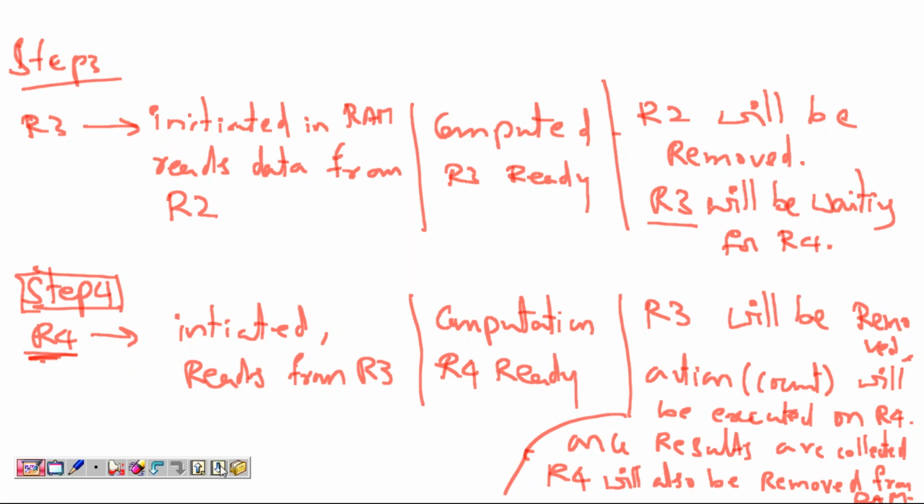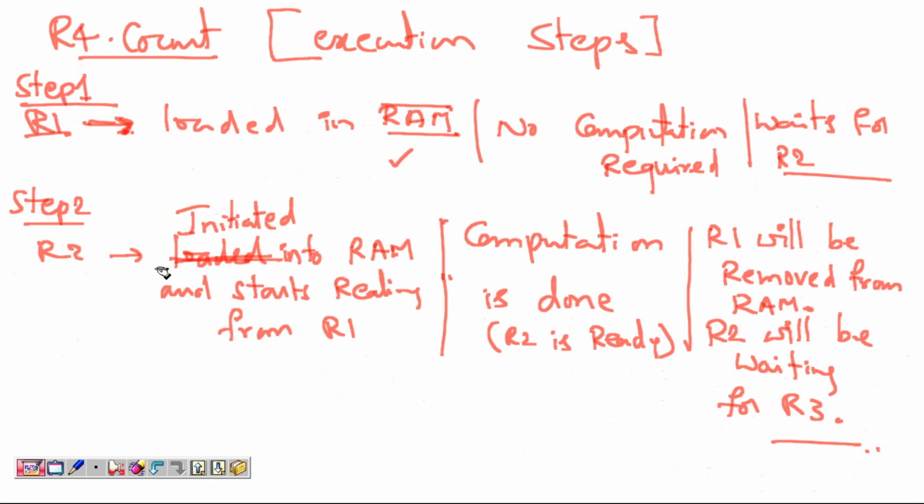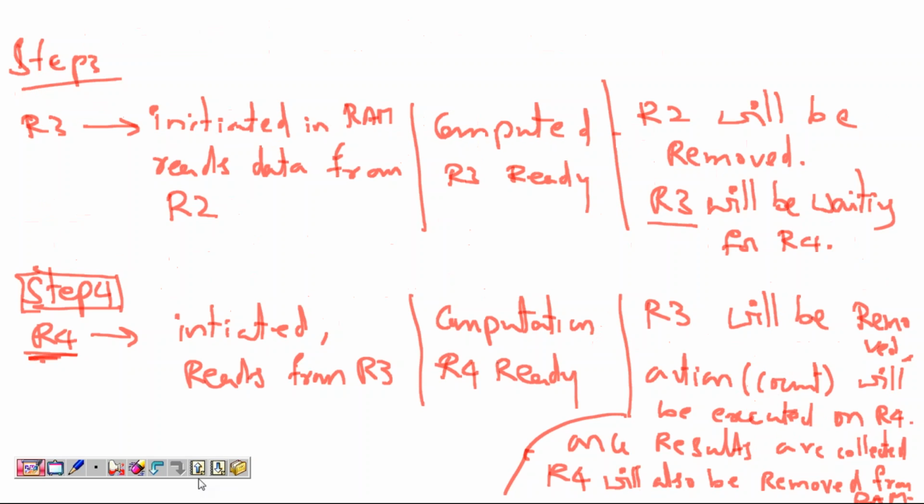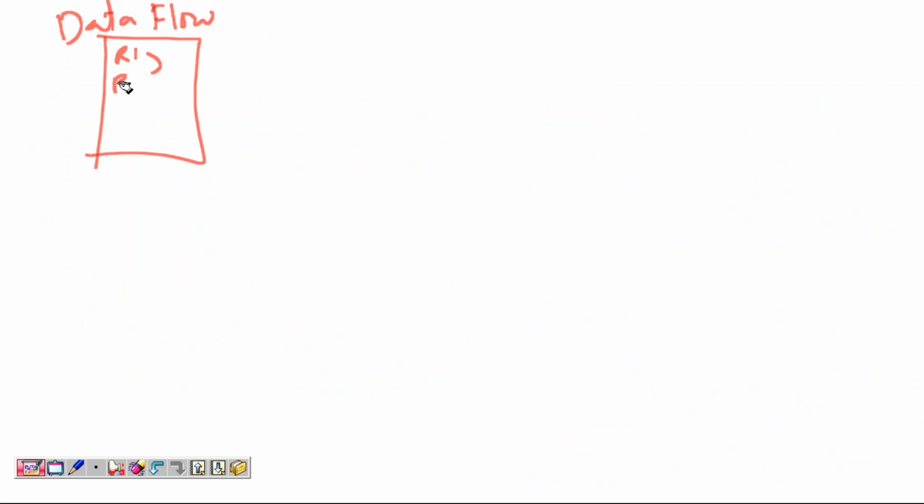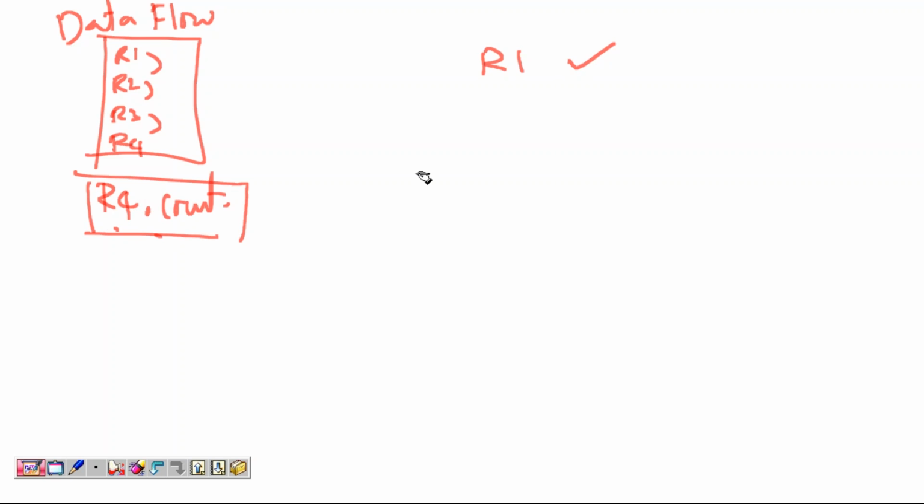Okay. Once again, I am summarizing this entire explanation of this screen and the next screen. Observe our flow: R1, R2, R3, R4. You said first time R4.count. Come on, all of you. What will happen now? First R1 is ready.